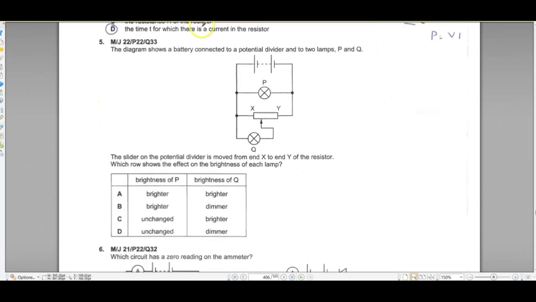Question number 5. The diagram shows a battery connected to a potential divider and two lamps P and Q. The slider on the potential divider is moved from end X to end Y of the resistor. Okay.